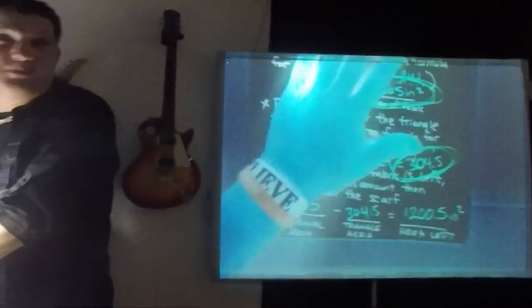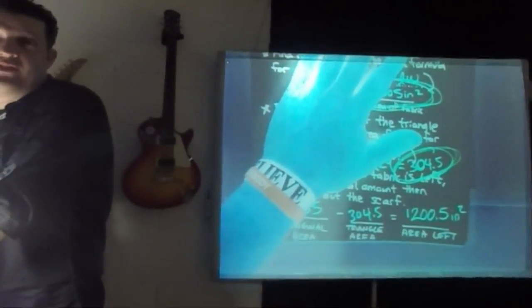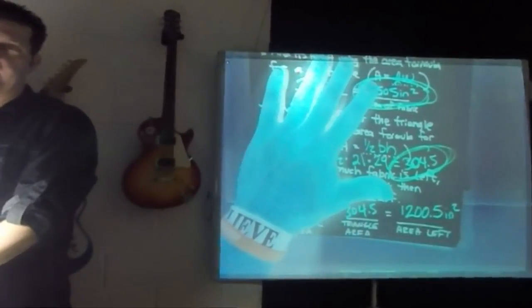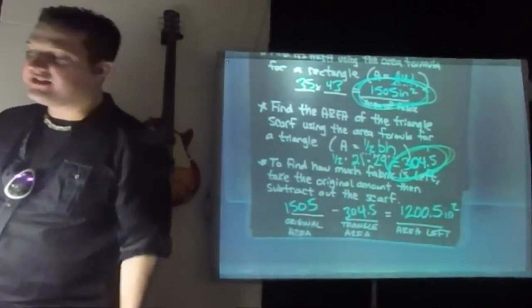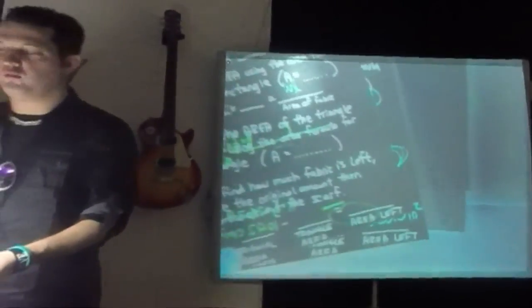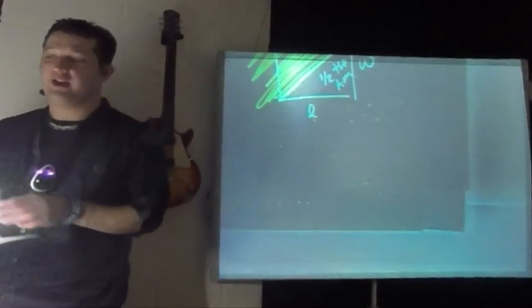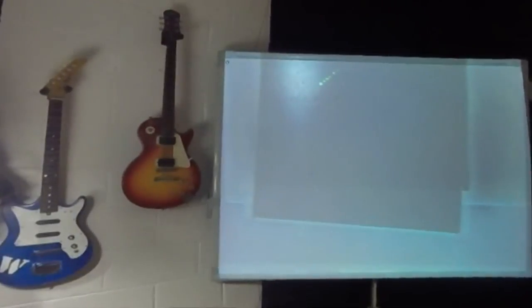That's the hard problem. So if that's not a problem for you, then you should be in good shape. And they threw that in there. Everything else, 1/2 base height, 1/2 base height, 1/2 base height. All right, that's it. Let's get started.